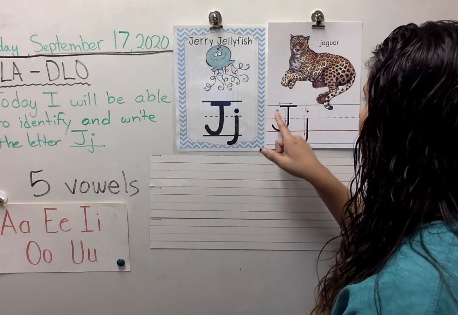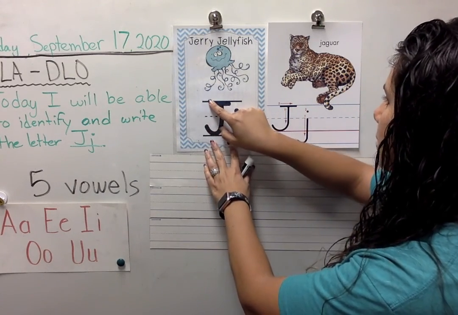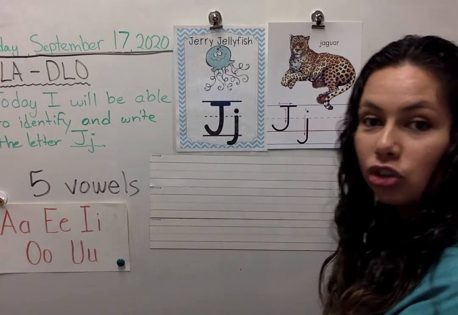And then it says to make a line on the top. So we're just going to go back up to the top and just do a line across. And that's a capital J.